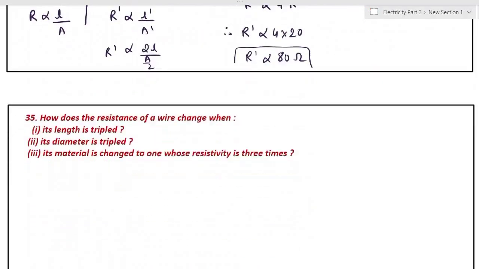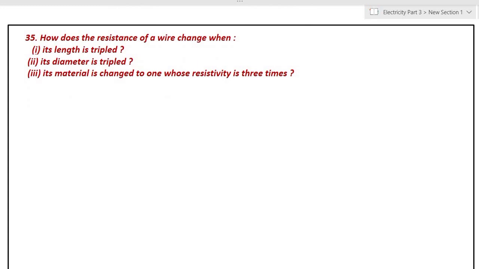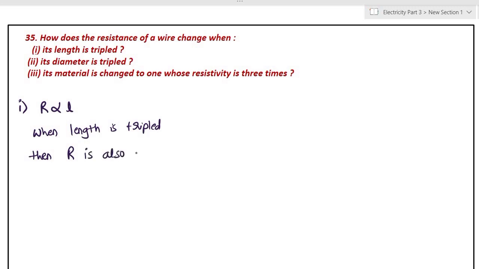Let us move to the next question. How does the resistance of a wire change when its length is tripled? We know that the resistance of a conductor is directly proportional to its length. When the length is tripled, the resistance of the conductor is also tripled.